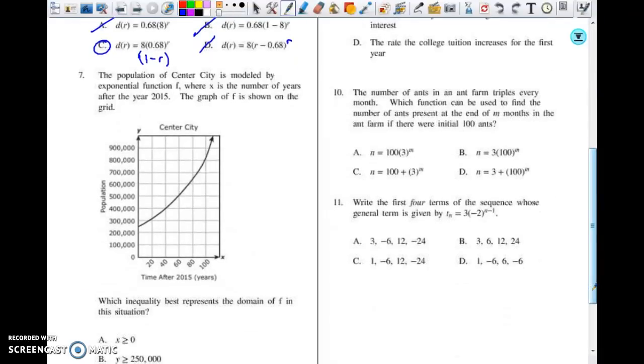Number 7, the population of city center is modeled by the exponential function f, where x is the number of years after the year 2015. The graph is shown on the grid. So they give us a graph. Which inequality best represents the domain of f in a situation?